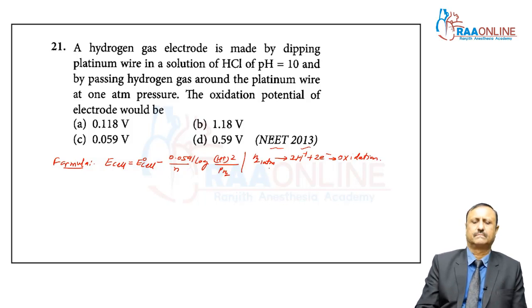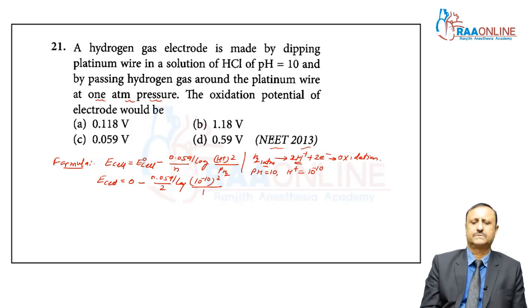My dear students, here this pH is equal to 10, so the H+ ion concentration is equal to 10 to the power minus 10. Now, we can put these values in this formula. E cell equals 0 minus 0.0591 upon 2 log of 10 to the power minus 10 whole square, because 2 H+ ions are present, that is why the square is present, upon pH2, which is 1 atmosphere in this question. So, you can put the 1 here.